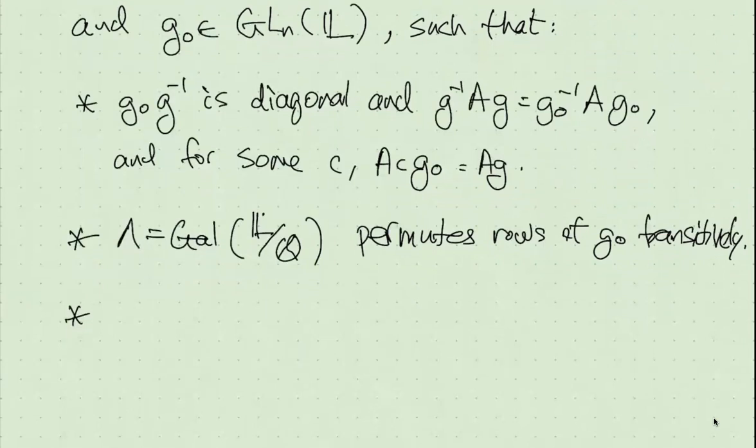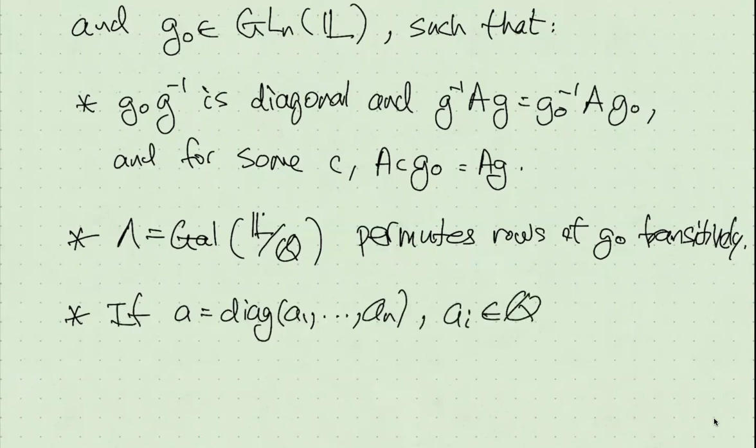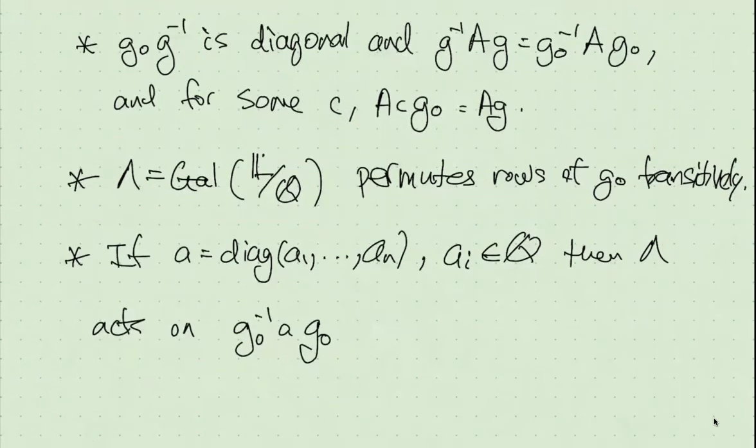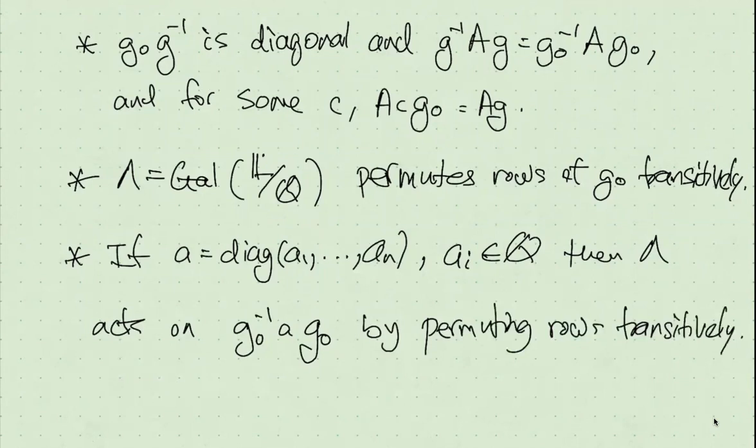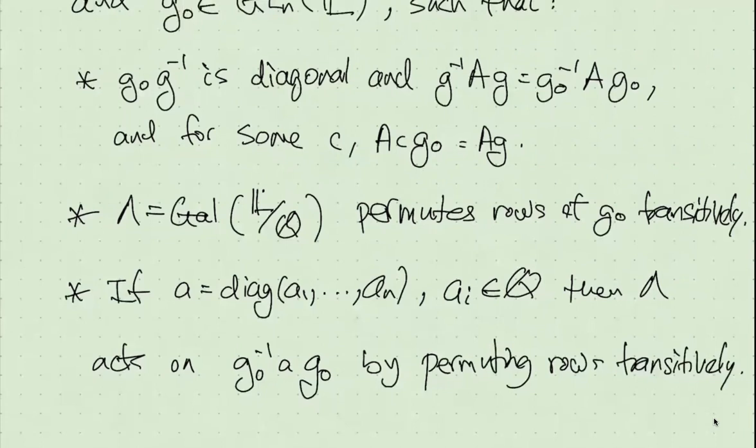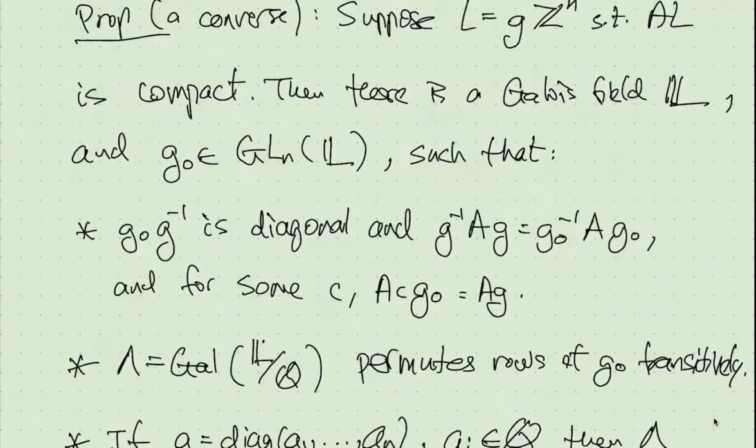And the next item is, if you take a diagonal matrix with rational coefficients, and you let lambda act on the conjugate of A by G0, again, it permutes rows. Again, transitively. Okay, so this is the precise statement.